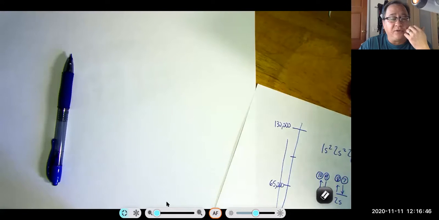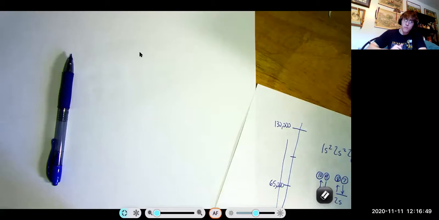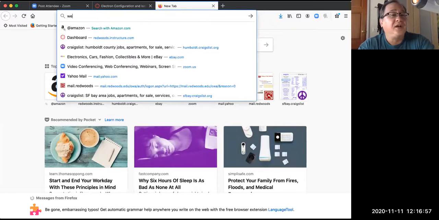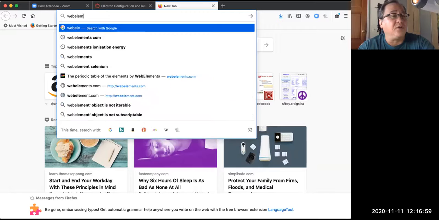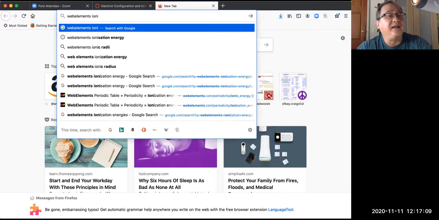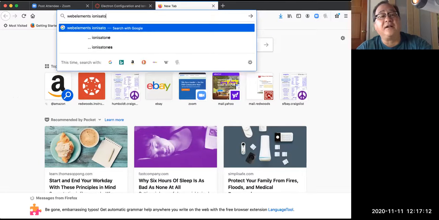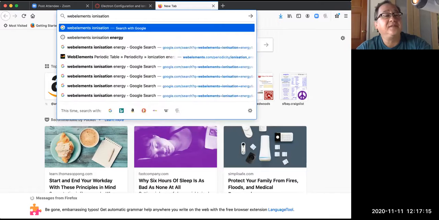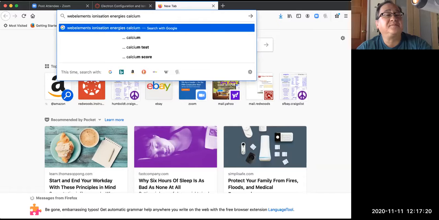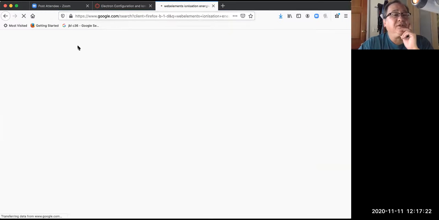So what I'm going to do is share my desktop with you. And I'm going to put Web Elements. Web Elements used to have these, but they don't anymore. So some people have downloaded these files and uploaded them to the internet, so you can find them sometimes. So Web Elements, ion, since this is an English site, they spell ionization with an S. And then I'm going to put calcium. And then I'm going to go to images.